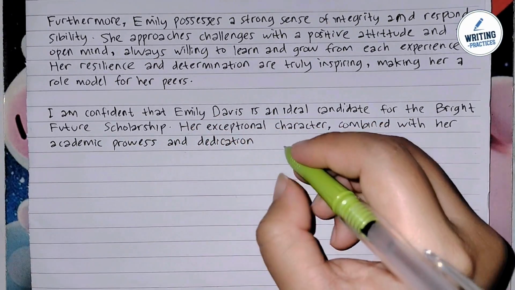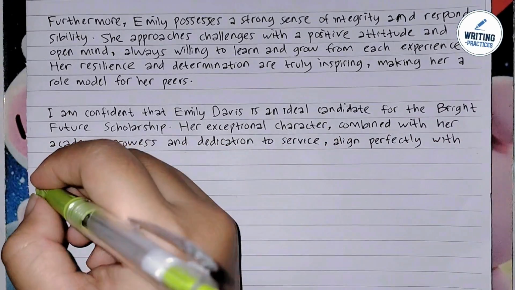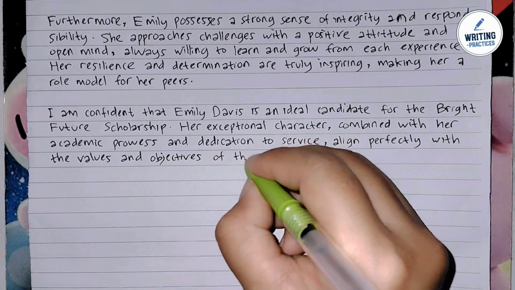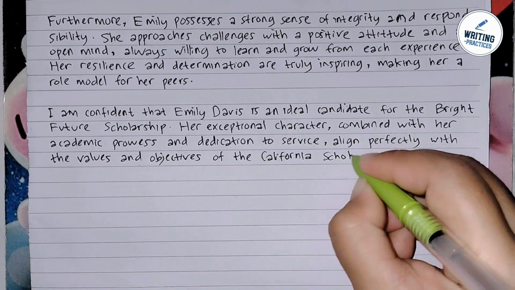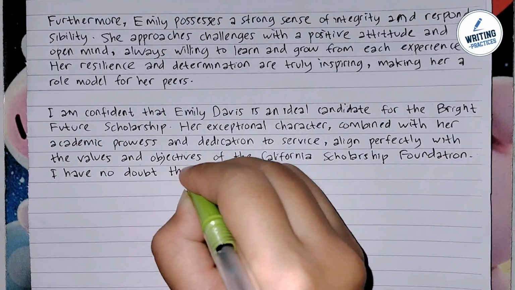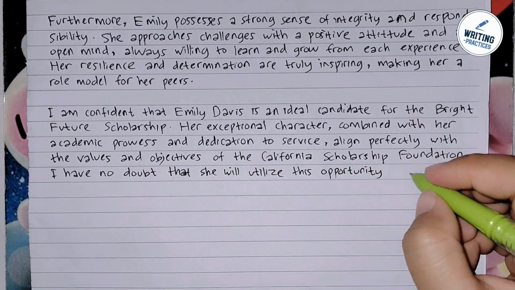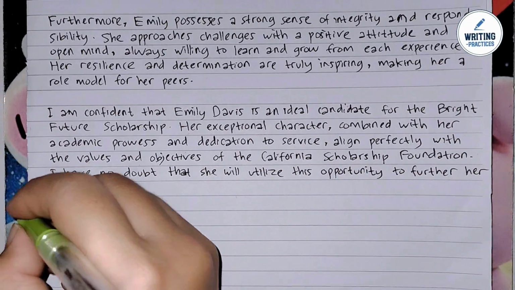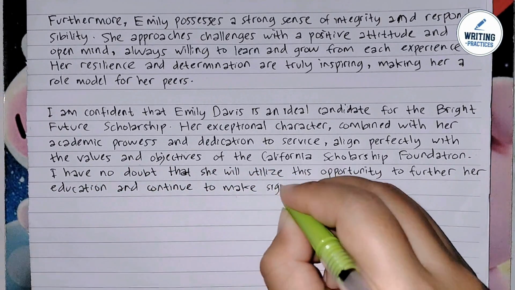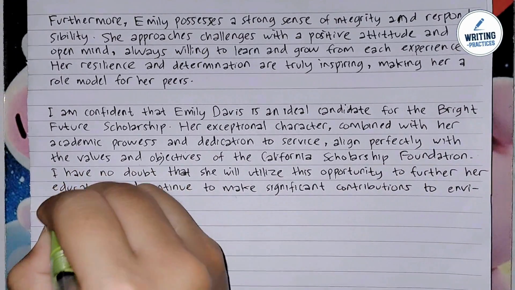"I am confident that Emily Davis is an ideal candidate for the Bright Future Scholarship. Her exceptional character, combined with her academic prowess and dedication to service, align perfectly with the values and objectives of the California Scholarship Foundation." Besides, you can also highlight how the scholarship will help them further their goals and continue making contributions. If you have no idea what to write, you may simply copy this. "I have no doubt that she will utilize this opportunity to further her education and continue to make significant contributions to environmental science."